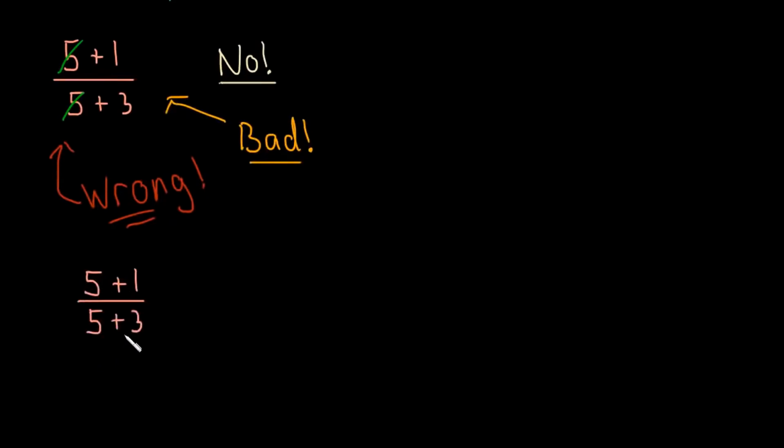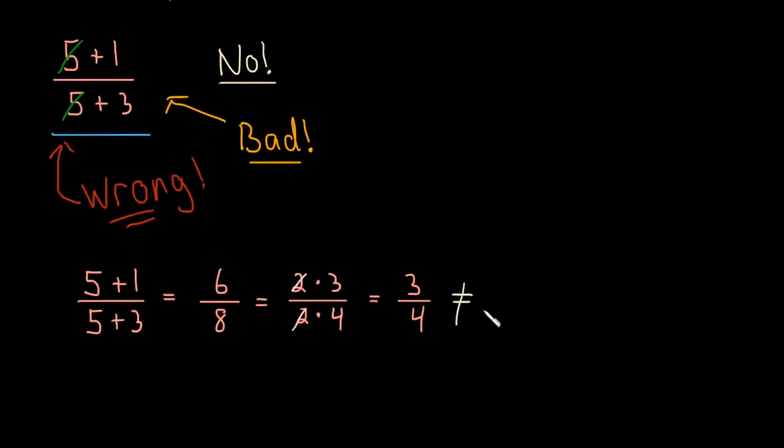So instead of canceling, let's see what happens if we just do this addition and try and simplify. So 5 plus 1 is 6, 5 plus 3 is 8, and then we're left with 6 is 2 times 3, 8 is 2 times 4, and now we know those 2's cancel, and we're just left with 3/4. Well, 3/4 certainly is not the same thing as 1/3. If we had canceled the 5's originally, we would have gotten 1/3, but of course 3/4 does not equal 1/3. So that's just an example of why this doesn't work out.